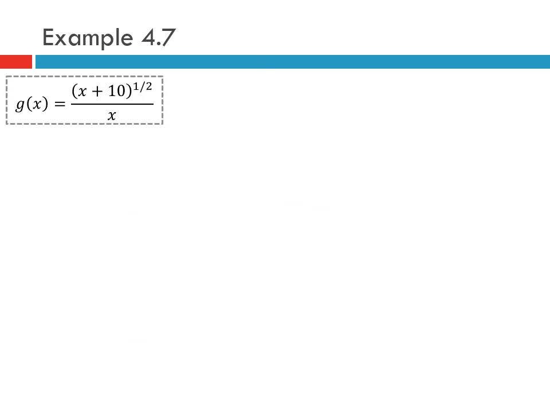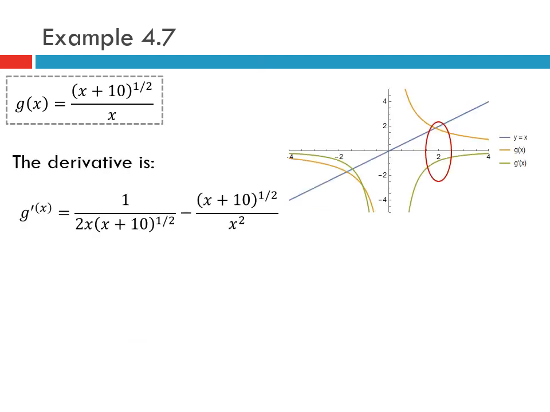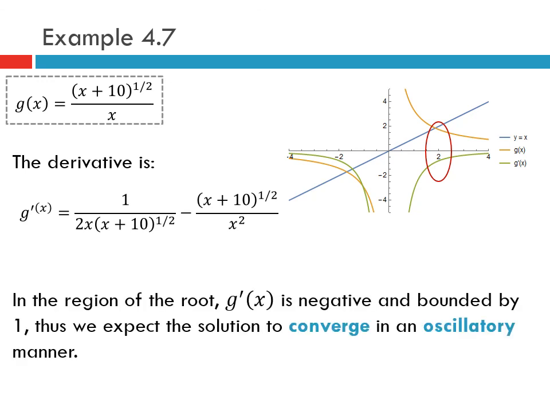If we consider this expression for our g, this is what the derivative is, and again we can plot this. Within the region of the root, g prime is negative, and it is bounded by 1. It's bounded by 1 within the region of the root, and then it moves away from 1 as we get closer to 0. But we do expect that the solution will converge in an oscillatory manner.